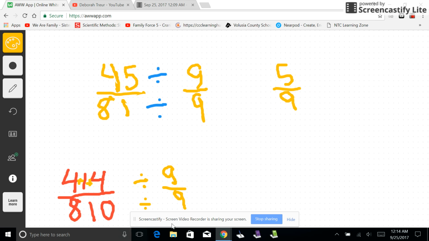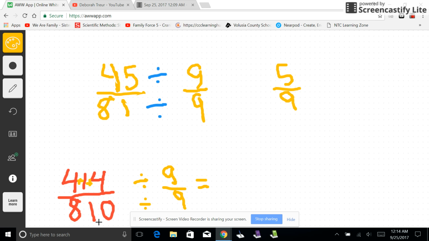Now, it comes out to a simplified fraction, but these are not ones that we will be doing at all in 5th grade. But it's just a quick little rule to remember if it's divisible by 9.